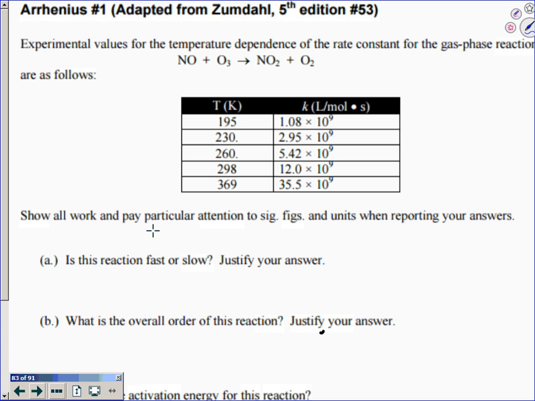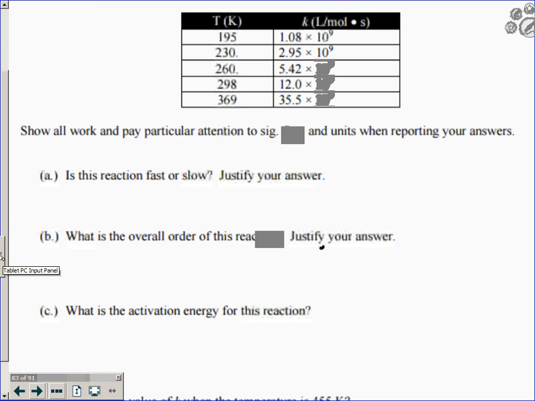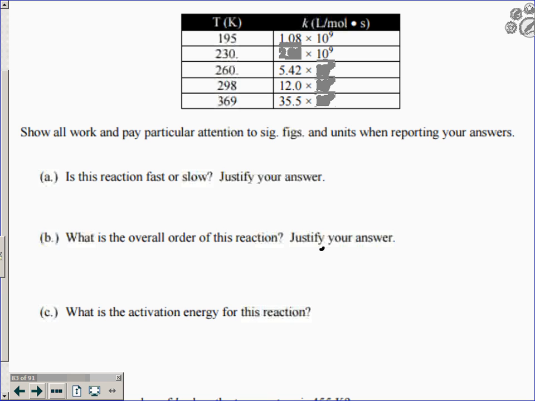3, 2, 1. Drew, help me out. It's fast. Why? Because it has a really big K value. Look at these, these are in the billions, right? Very large K values. That's the only data you have, right? You have to look at that. So the temperature doesn't really help you a whole lot, but looking at the K values certainly does.